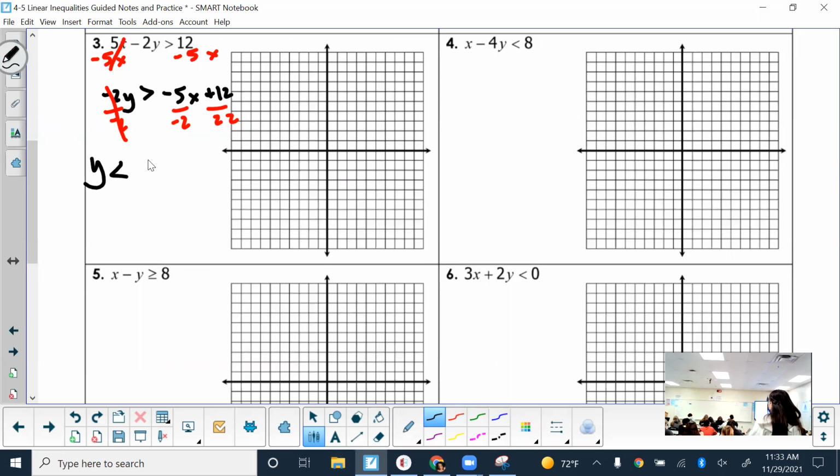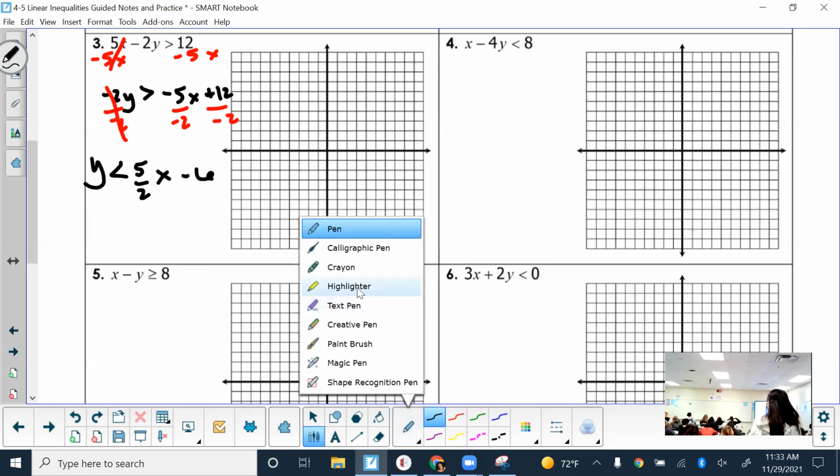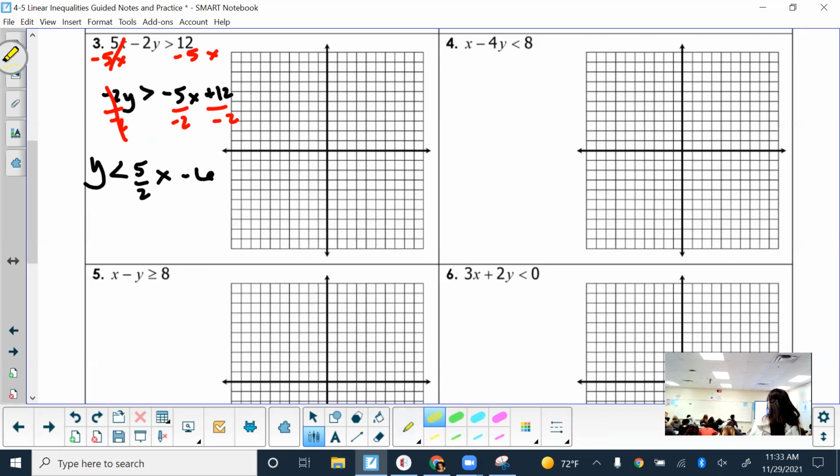Can my slope be a fraction? Yes, it just needs to be a simplified fraction. Should I have a double negative? No, 5/2. So it should be a positive 5/2x. And what's my y-intercept? That should be a -2, sorry. What's 12 divided by -2? -6. Good job. And now that it's in slope-intercept form, can I graph it? Yes. So practice graphing that one. Also notice the sign change, because we divided by a negative.